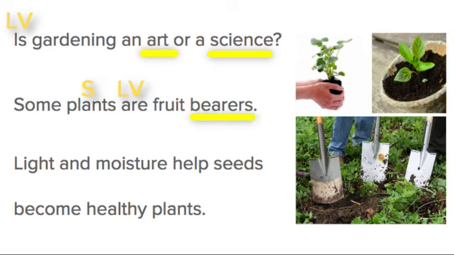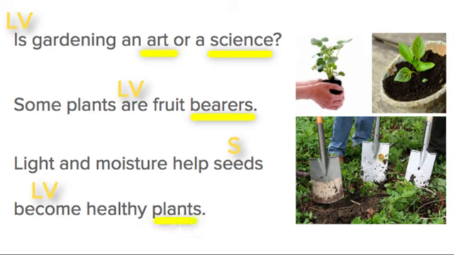Last sentence, light and moisture help seeds become healthy plants. Well, help is an action verb, and we're looking for something that comes after a linking verb, so let's go to the next verb in this sentence, become. Seeds is the subject, become is our linking verb, and seeds become plants. So plants is our predicate nominative that's referring back to seeds.